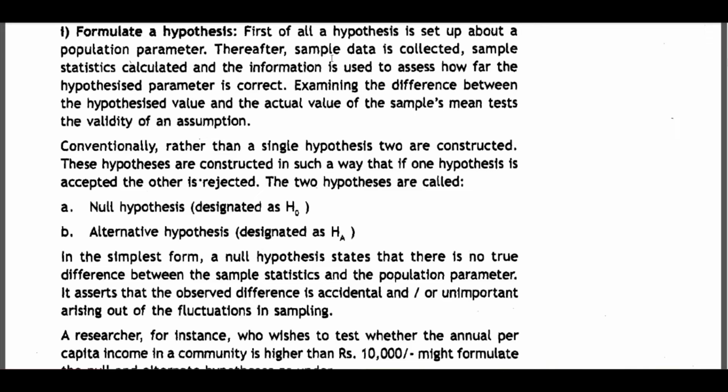1. Formulate a hypothesis. First of all, a hypothesis is set up about a population parameter. Thereafter, sample data is collected, sample statistics are calculated, and the information is used to assess how far the hypothesized parameter is correct. Examining the differences between the hypothesized value and the actual value of the sample mean tests the validity of an assumption. Conventionally, rather than a single hypothesis, two are constructed. These hypotheses are constructed in such a way that if one hypothesis is accepted, the other is rejected. The two hypotheses are called the null hypothesis, designated as H0, and the alternative hypothesis, designated as HA.